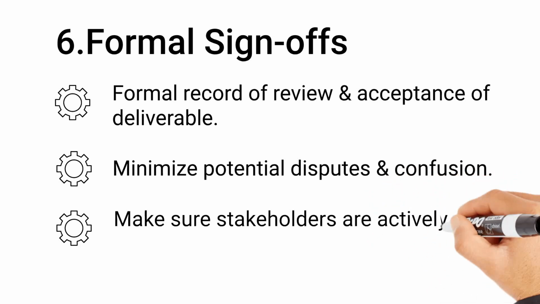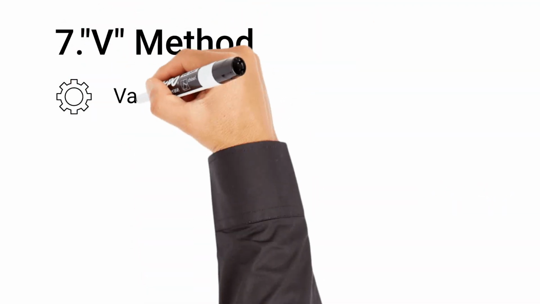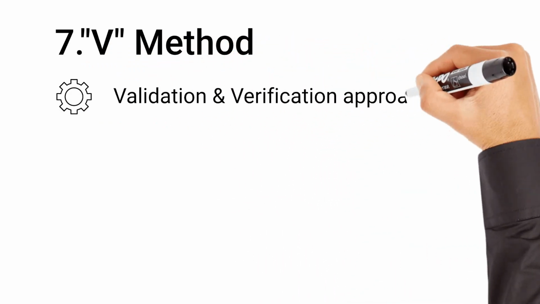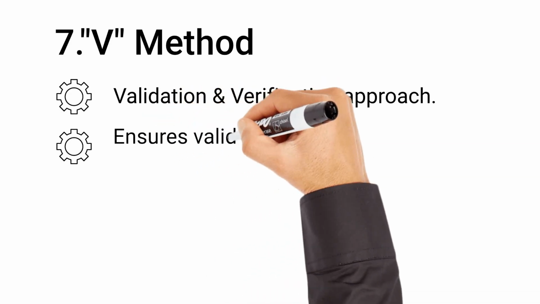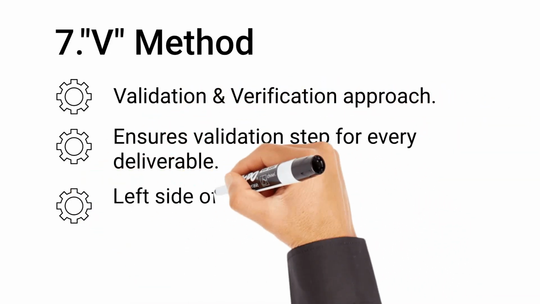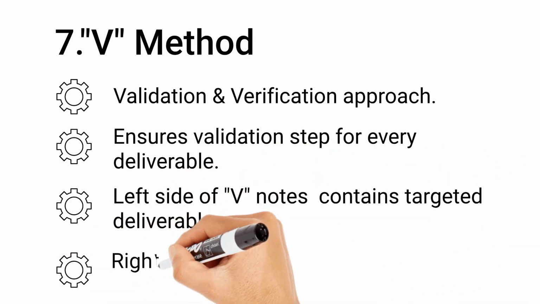The last one is the V method. The V method is a term used for a common validation and verification approach. This ensures that there is a validation and verification step for all deliverables and interim deliverables are achieved. The left side of the V lists each targeted deliverable, and the right side of the V lists the verification method to be used for each deliverable.